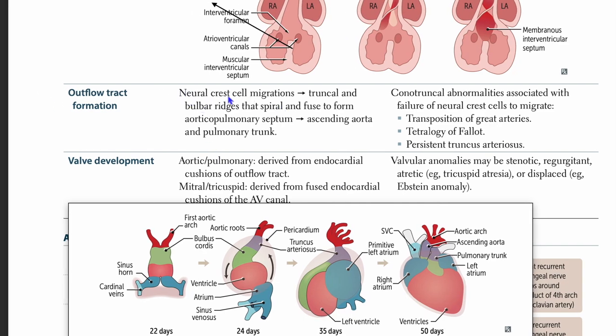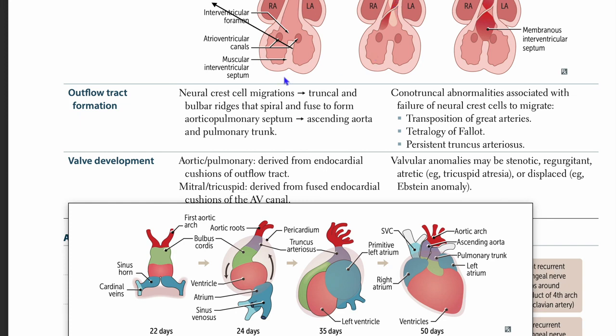Okay, so you have neural crest cells, cell migration. Remember, there's epiblast, hypoblast, and the bilaminar disc turns into the three layers: endoderm, mesoderm, and ectoderm. Sorry, right? So this is where neural crest cell migrations come from. Then you have truncal and bulbar ridges that spiral and fuse to form the aorticopulmonary septum.